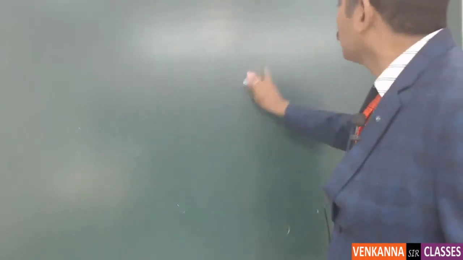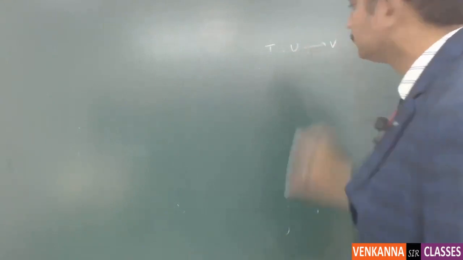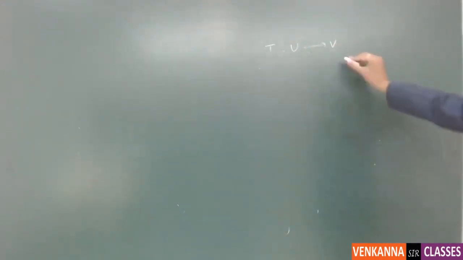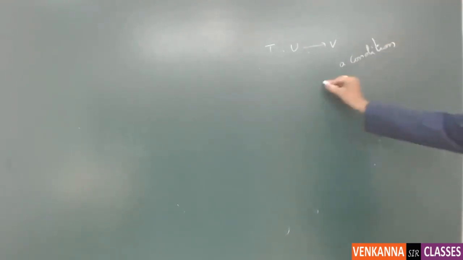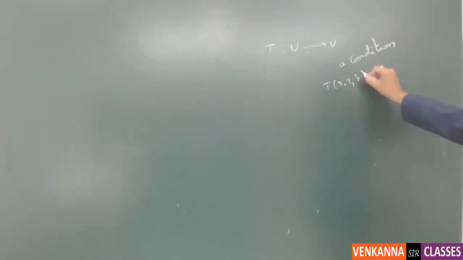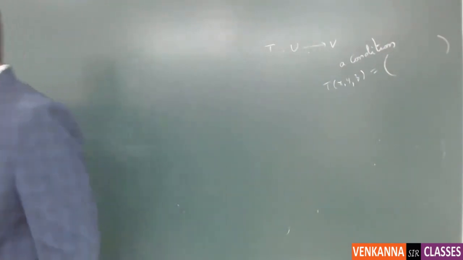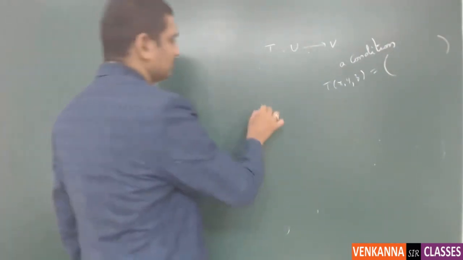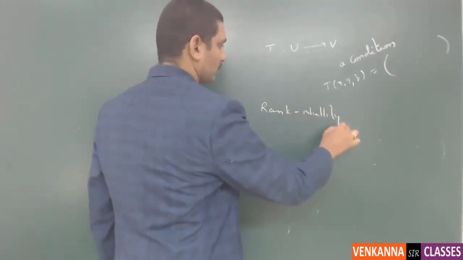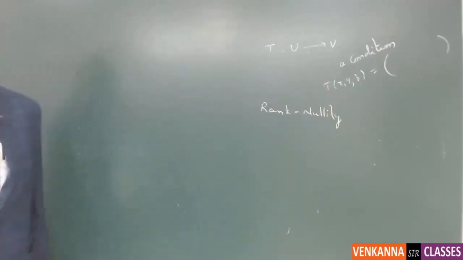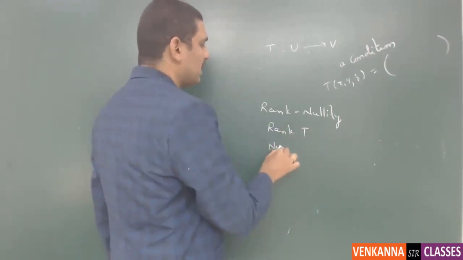Generally, whenever a transformation is given, then by default a condition will be given to you: T of xyz is equal to something. And as you know about the rank nullity theorem, from that you know how to calculate the rank of the transformation and the nullity of the transformation.